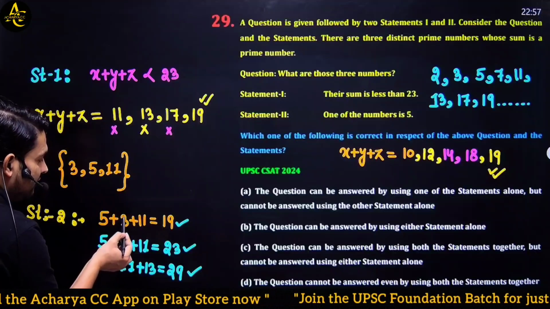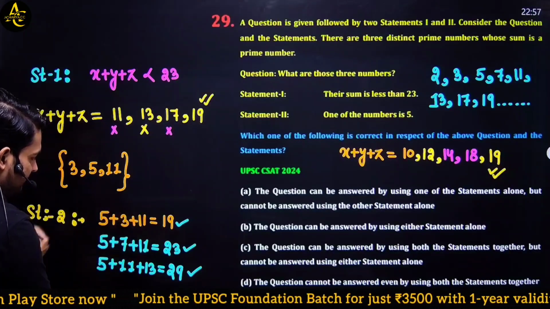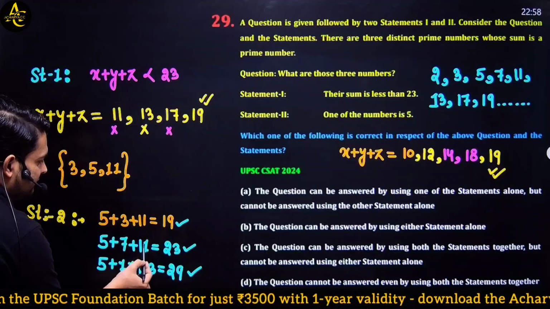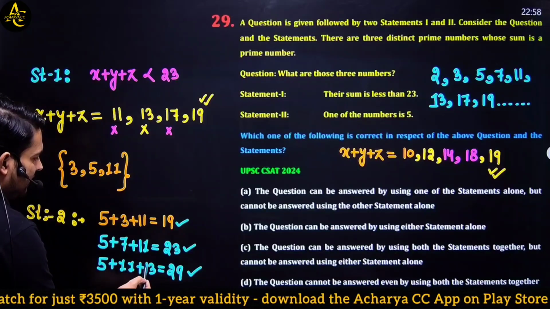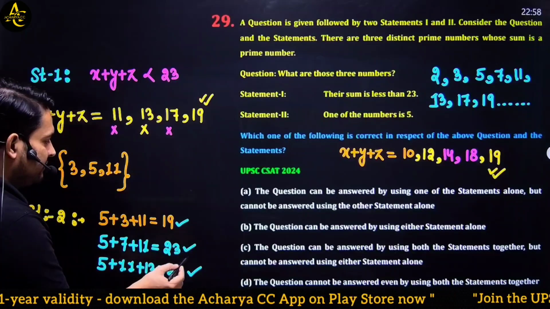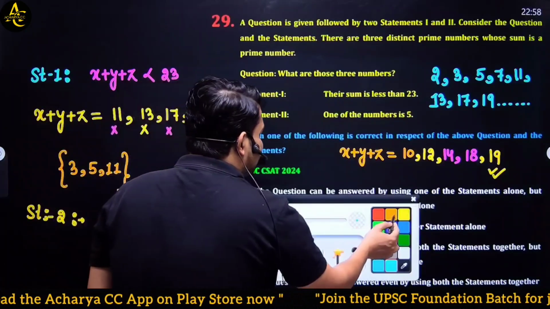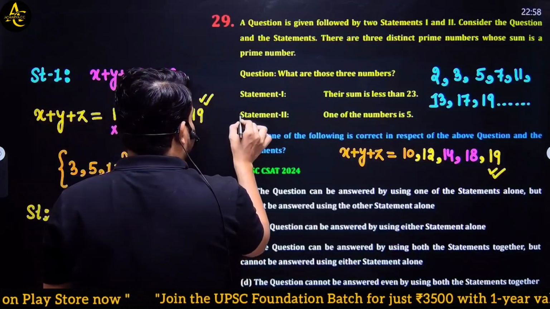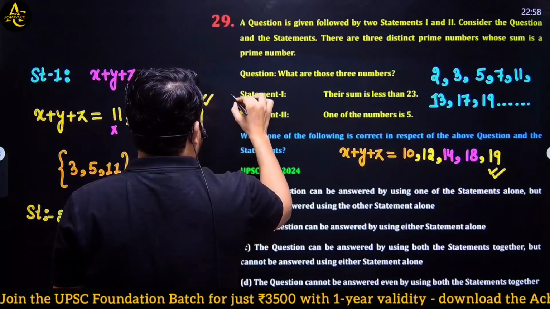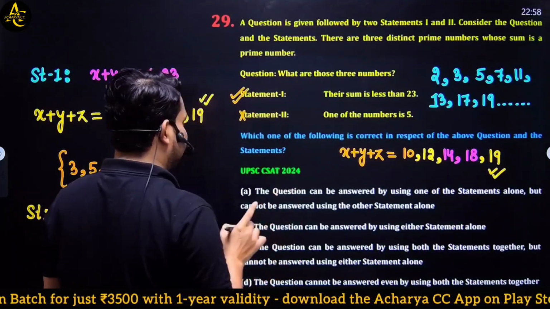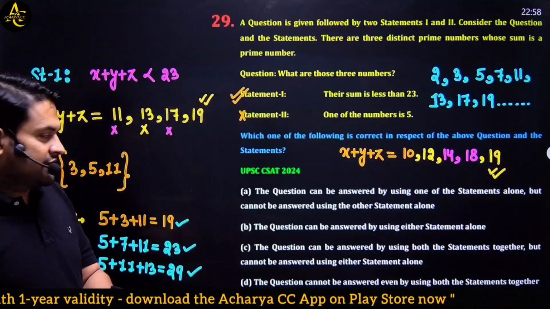Here the other two numbers are 3 and 11. Here the other two numbers are 7 and 11. Here the other numbers are 11 and 13. So from statement 2 I cannot clearly tell what those numbers are. So my first statement is correct and sufficient to answer this question.